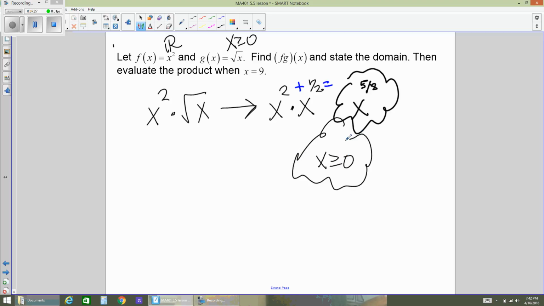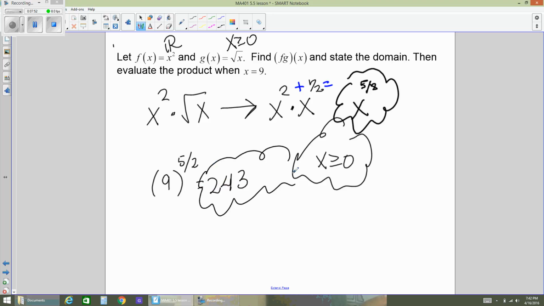All right, now they want us to evaluate. So that's 9 to the 5/2. We can do that by hand if you want, or you can put it in the calculator also. So you decide what you're going to do. I got 243. So there's our 3 answers for this problem.